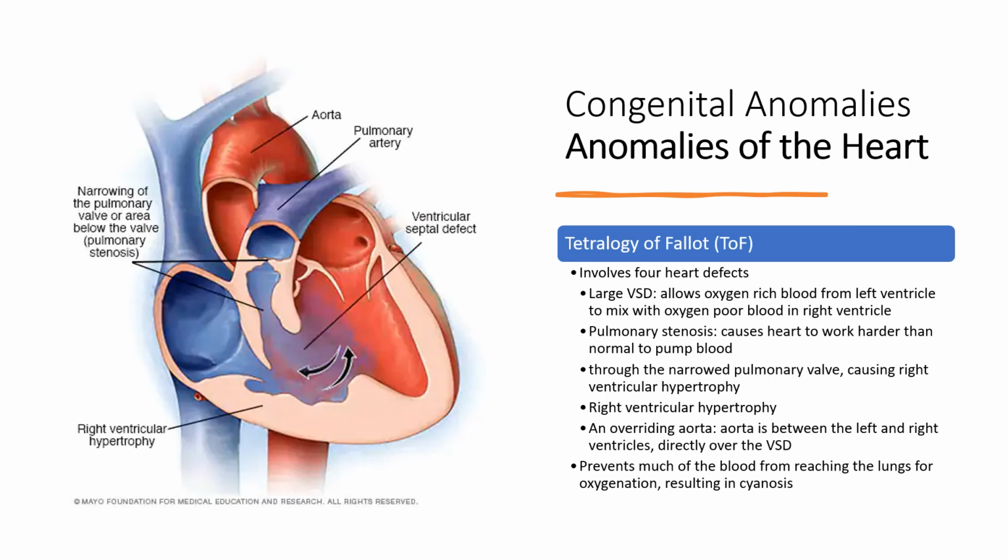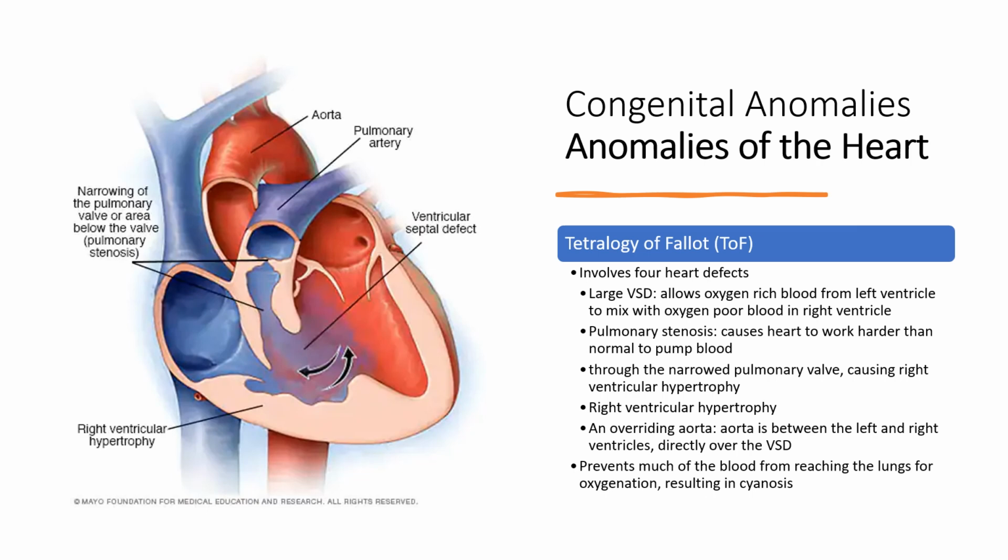All right, now for the big one, tetralogy of Fallot. It involves four heart defects. Several famous people have had this. It's actually a relatively common thing. The reason it's common is because all the defects keep the kiddo alive. So you have a large VSD. A large ventricular septal defect allows oxygen-rich blood from the left ventricle to mix with oxygen-poor blood in the right ventricle. Yeah, I got this great mixer here.